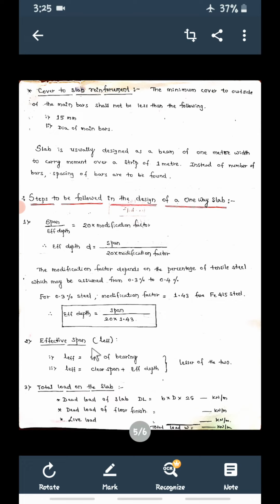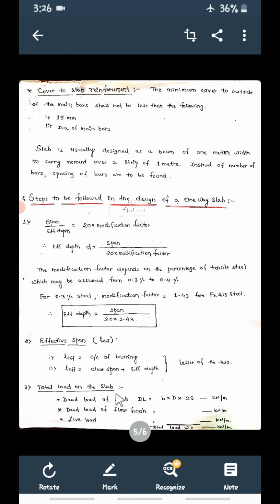Second step, as usual, effective span. So two criteria, one is center to center of bearing. Again take the shorter span. So in all calculations it is the shorter span only, LX only. Center to center of bearing, bearing means support. Center of one support to the center of the other support will give L effective. Then another will be clear span plus effective depth. Whatever effective depth you get, add this. Out of these two, the lesser value will be L effective, that is effective span. This is the second step.